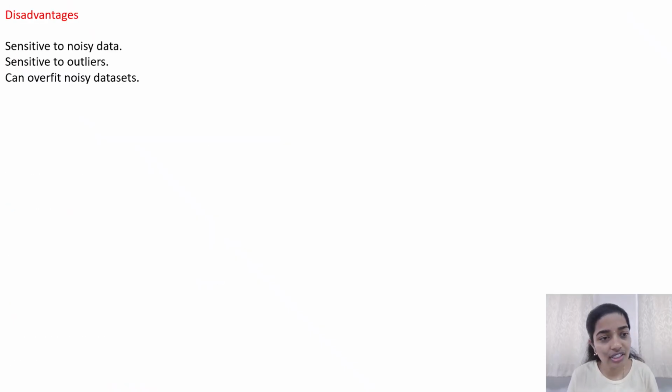It has some disadvantages also, that when we have outliers, so noisy data, or when we have outliers present in the data set at that time, it is very sensitive. That means result can vary a lot if outliers are present in the data set and can overfit the noisy data set. So when we have noisy data sets, in those cases what will happen, it can overfit them. So this is AdaBoost, very simple boosting technique.